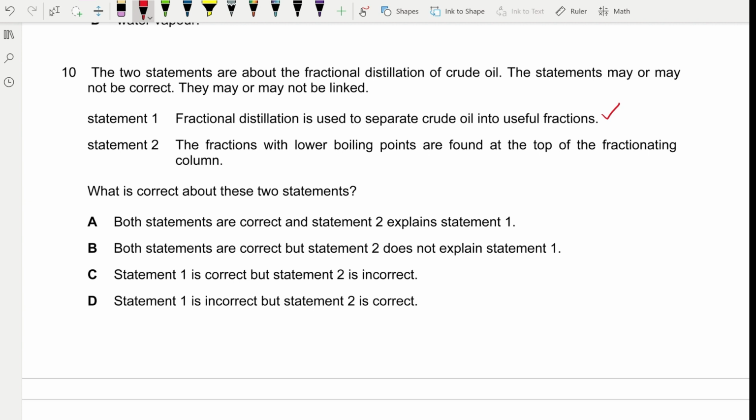Statement 2. The fractions with lower boiling point are found at the top of the fractionating column. This is correct. So both statements are correct, and statement 2 does explain statement 1. This is how the separation works. So A is the answer.